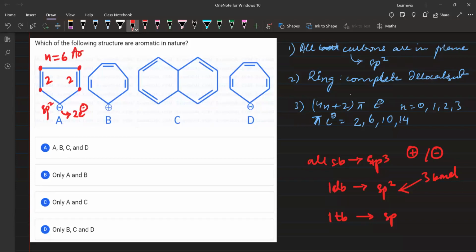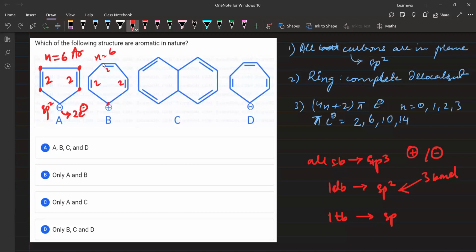If you look at this one, here also, if you look at all the carbon atoms, they are going to be sp2 hybridized because all of them are either having a double bond or they're having a positive charge. And when I look at the number of electrons, this is 2 electrons, this is 2 electrons, this is 2 electrons. This positive charge means that there is no lone pair here. So here also we are having n is equal to 6.